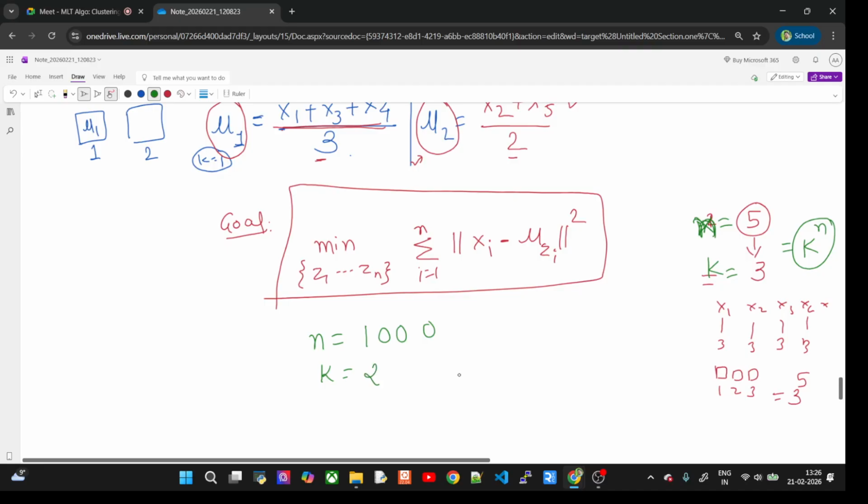So what will it be? It is something like 2 raised to 1000. So these many possibilities are there to put your points. For k equal to 2, you have 2 boxes, box 1 and box 2, but there are 1000 points. You either put a point here or you put it here.